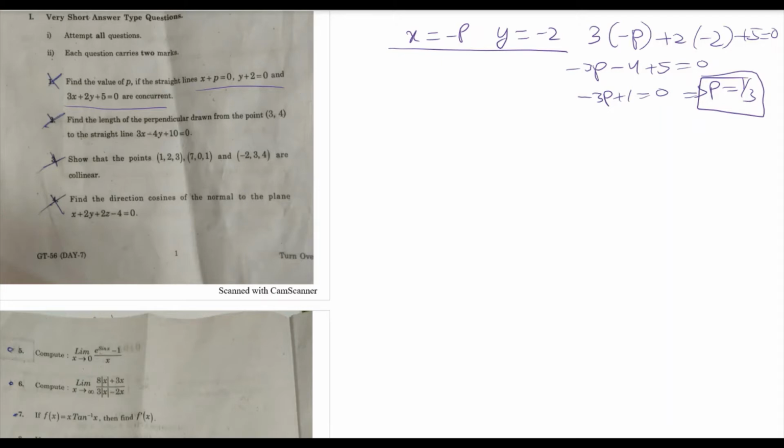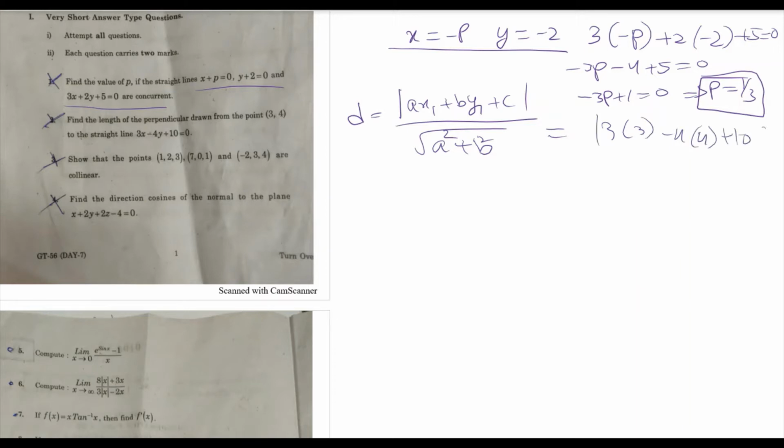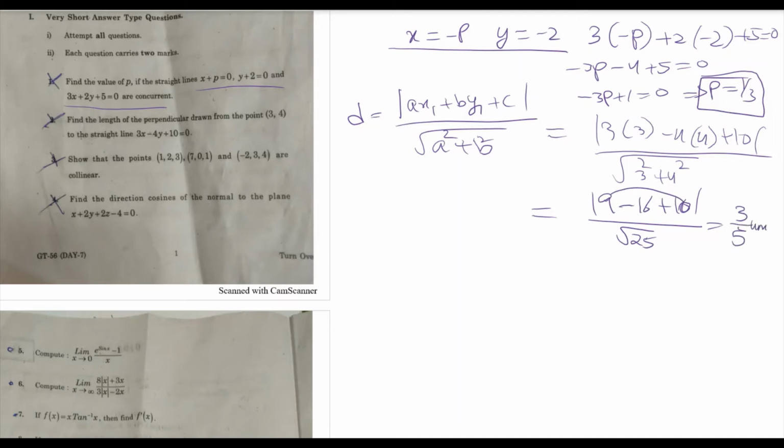Second question, find the length of the perpendicular drawn from the point to the straight line given. So the length of the perpendicular formula is given as d equals to modulus of ax1 plus by1 plus c by root a square plus b square. Here it is 3 into 3 minus 4 into 4 plus 10 by square root of 3 square plus 4 square, which gives us 9 minus 16 plus 10 by 5. This is root 25. 9 plus 10 is 19, 19 minus 16 is 3, so this is 3 by 5 units. 3 by 5 units is the length of the perpendicular.